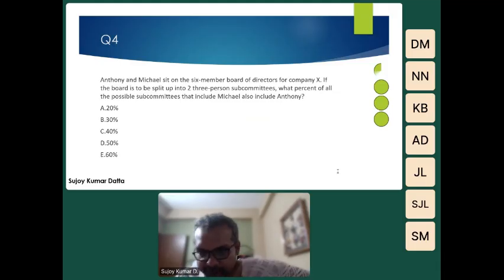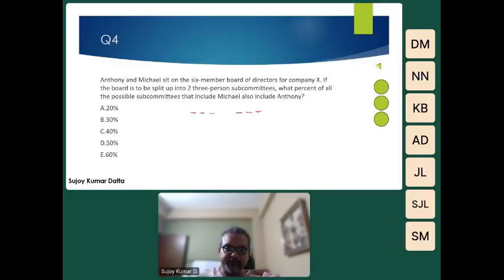What do you do for this one? Anyone got the answer? So what are they asking? That there are six people, and you have to get two groups of three people each. Okay, you're guessing 50%. So you need to get six people in two groups of three people each.